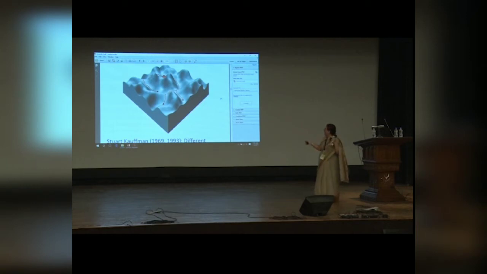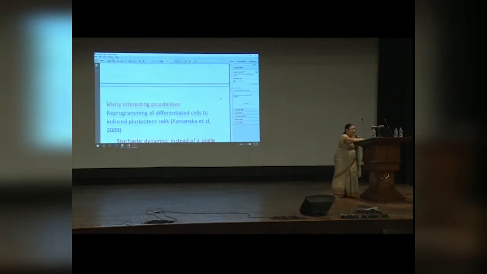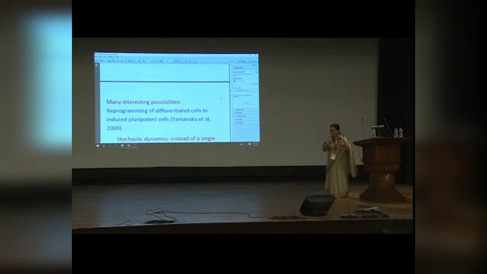This Japanese scientist got the Nobel Prize. This is called reprogramming of differentiated cells to induce pluripotent cells. So there are many interesting possibilities, and everywhere I think physicists and mathematicians are contributing in a meaningful way.